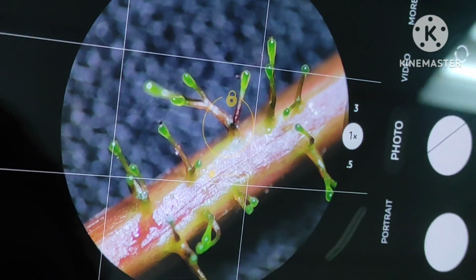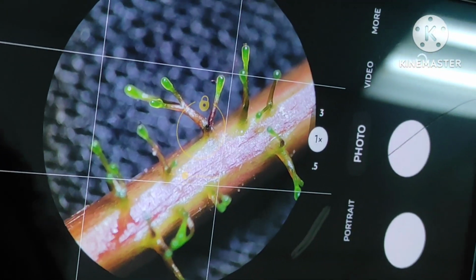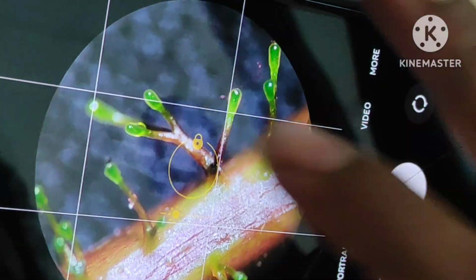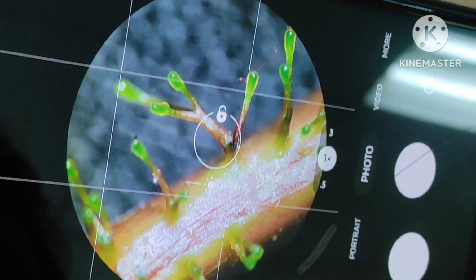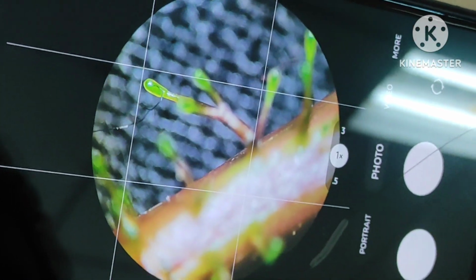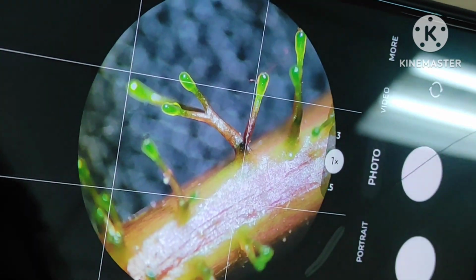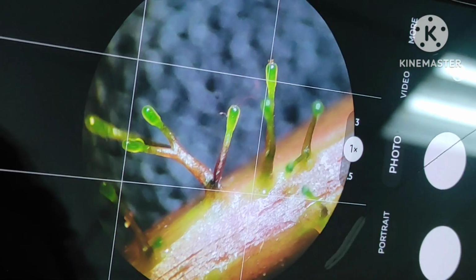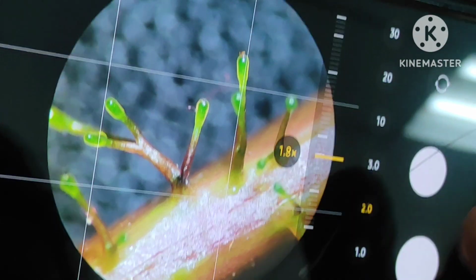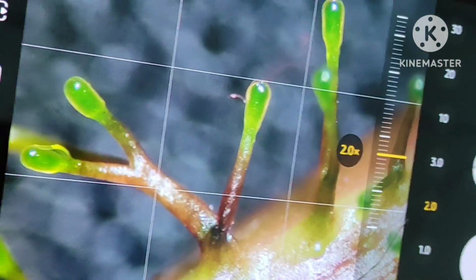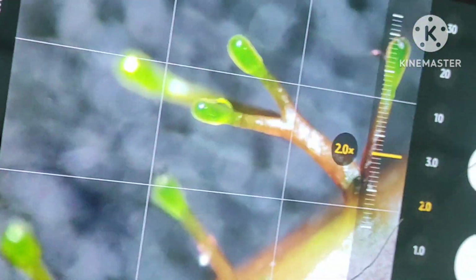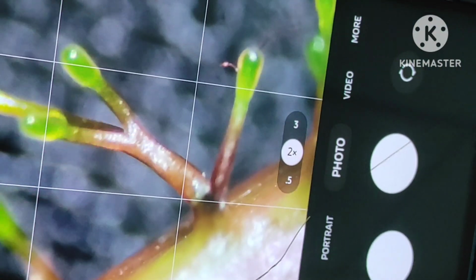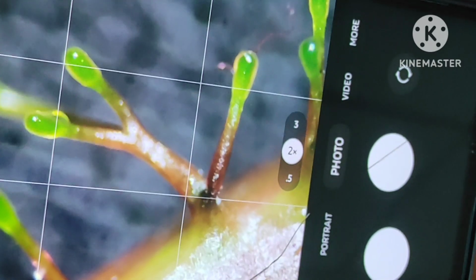So you can see here very clearly, these are branched glands, not at all sessile, stalks are present, and these are called stipitate glands. These are present on the dorsal surface of the petiole. This is a very characteristic feature of the Jatropha petiole.